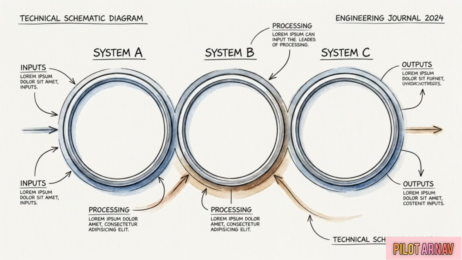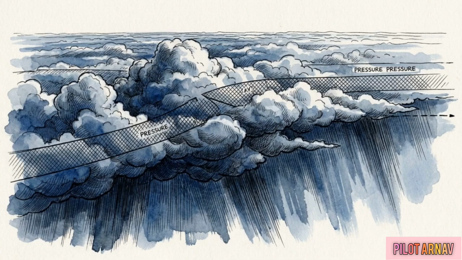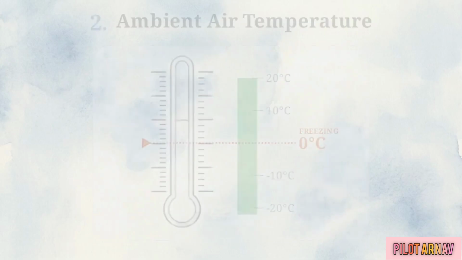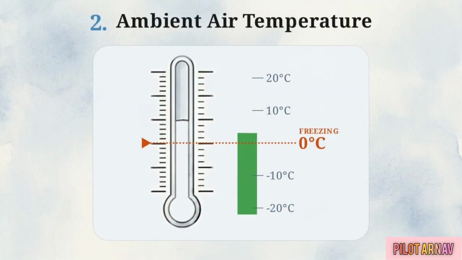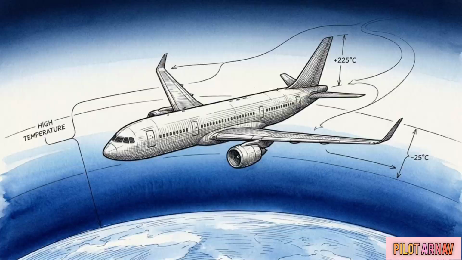For this specific threat to materialize, 3 non-negotiable thermodynamic conditions must be met. First, the aircraft must encounter visible liquid moisture in the atmosphere, usually in the form of clouds or precipitation. Second, the ambient air temperature must be below 0 degrees Celsius. Finally, the airframe itself must be chilled below 0 degrees Celsius. At high flight levels, the metal skin of the aircraft easily reaches these sub-zero temperatures.